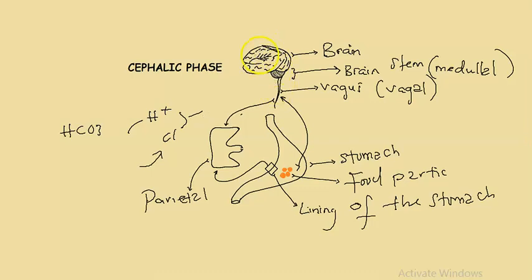And notice that this brain activates the vagus nerve. And we said the vagus nerve is the main nerve for the parasympathetic nervous system. So immediately when this vagus nerve is activated, it will send a signal to the parietal cell in the stomach lining to start producing hydrochloric acid.